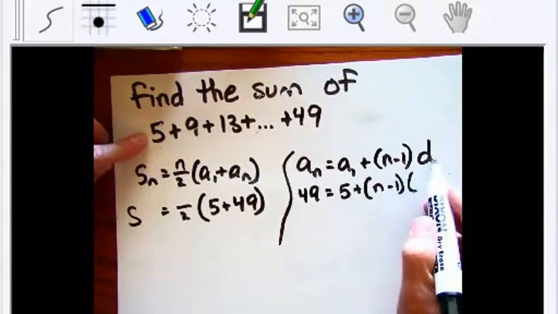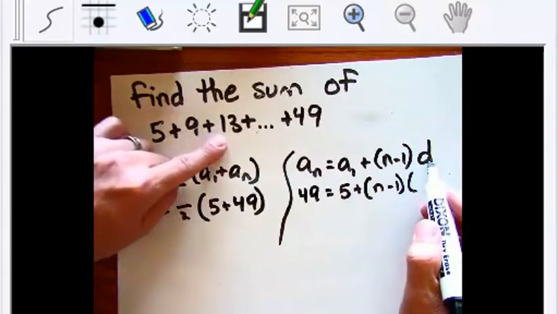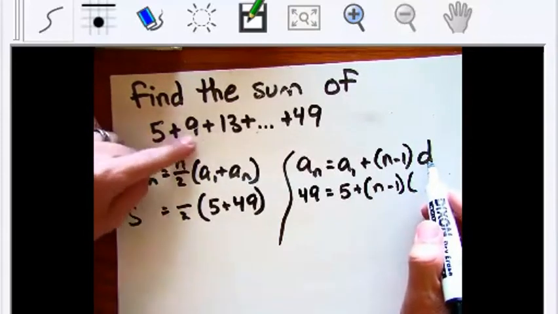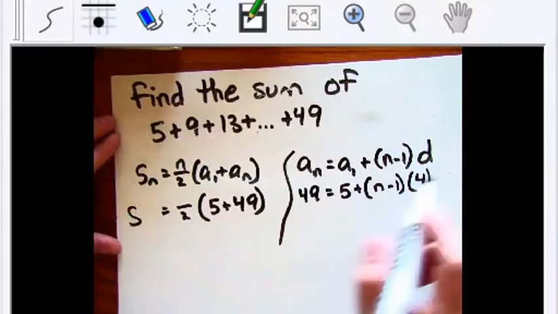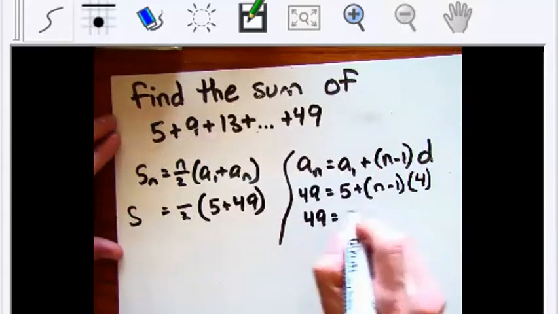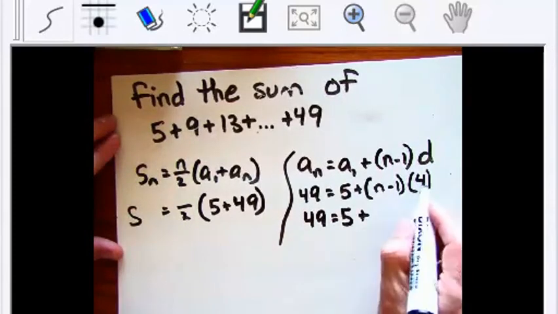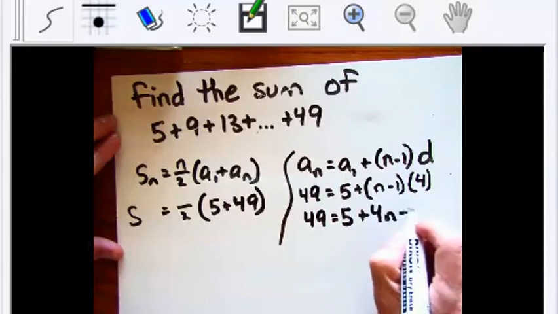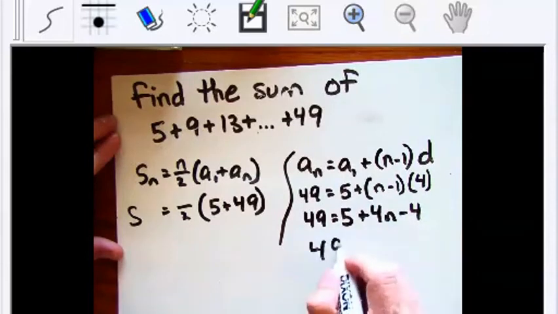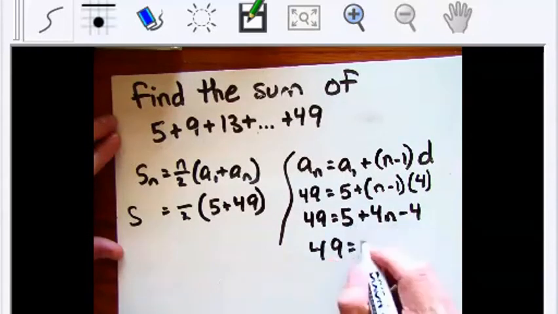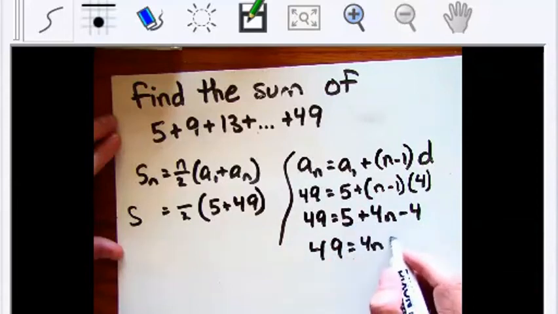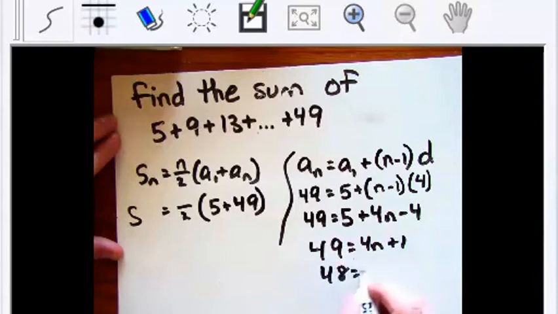And then the d value, that's the difference between each of these terms. And notice it's going up by 4 every time. So let's see if we could do this here. I'm going to distribute that 4. Let's see, so 4n plus 1, subtract 1. So n is equal to 12.